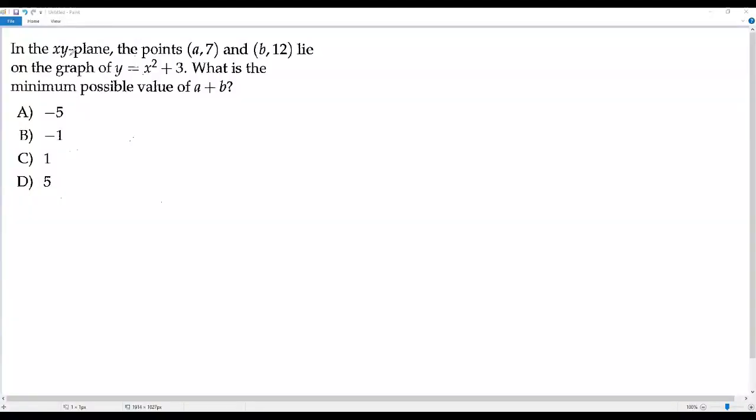Here we have a SAT math question. Okay, let's go with the information. In the xy plane, the points (a, 7) and (b, 12) lie on the graph of y equals x squared plus 3. What is the minimum possible value of a plus b?